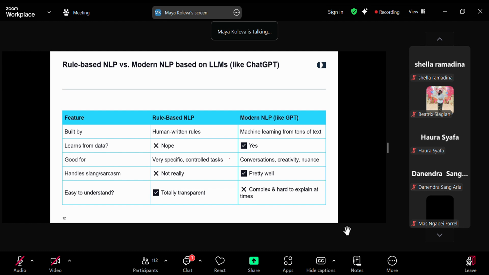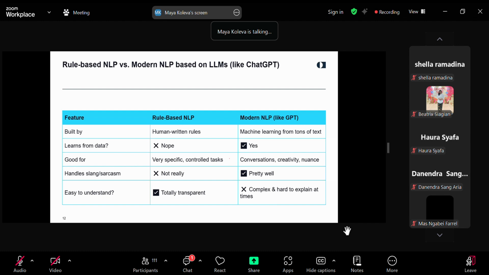Rule-based NLP does not learn from data, while modern natural language processing systems like ChatGPT do learn from data. Rule-based NLP is very good for specific controlled tasks, while modern NLP is good for conversations, even creativity, and is quite good in handling nuance. Rule-based NLP, would it handle slang and sarcasm? Not really, unless it has been purposefully built for this. Modern NLP like ChatGPT is pretty good in handling slang and sarcasm.